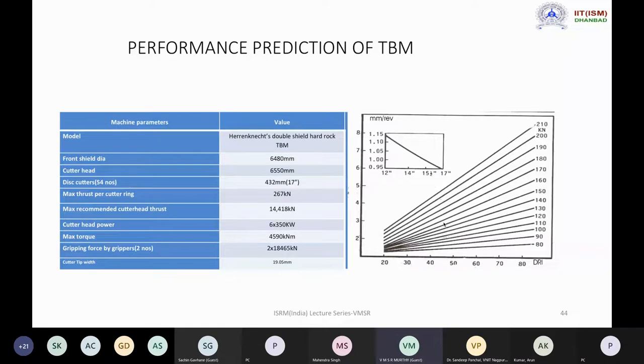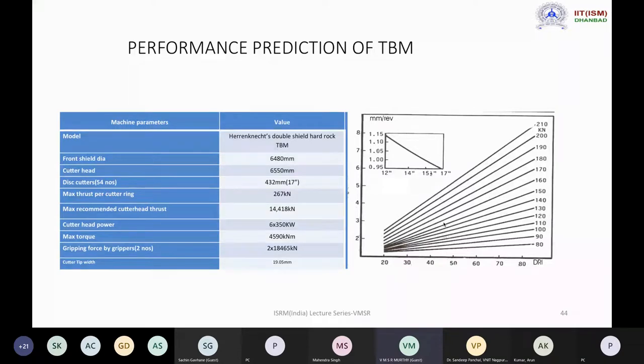What you see in this is the DRI value on the x-axis, and for a given thrust, you can find out the millimeter per revolution, that is, the rate of penetration you can predict. So that means I get to know the estimated ROP, rate of penetration. If you want a certain penetration, then what thrust do I need to apply for a given DRI, or for a given DRI, at what thrust what penetration will happen.